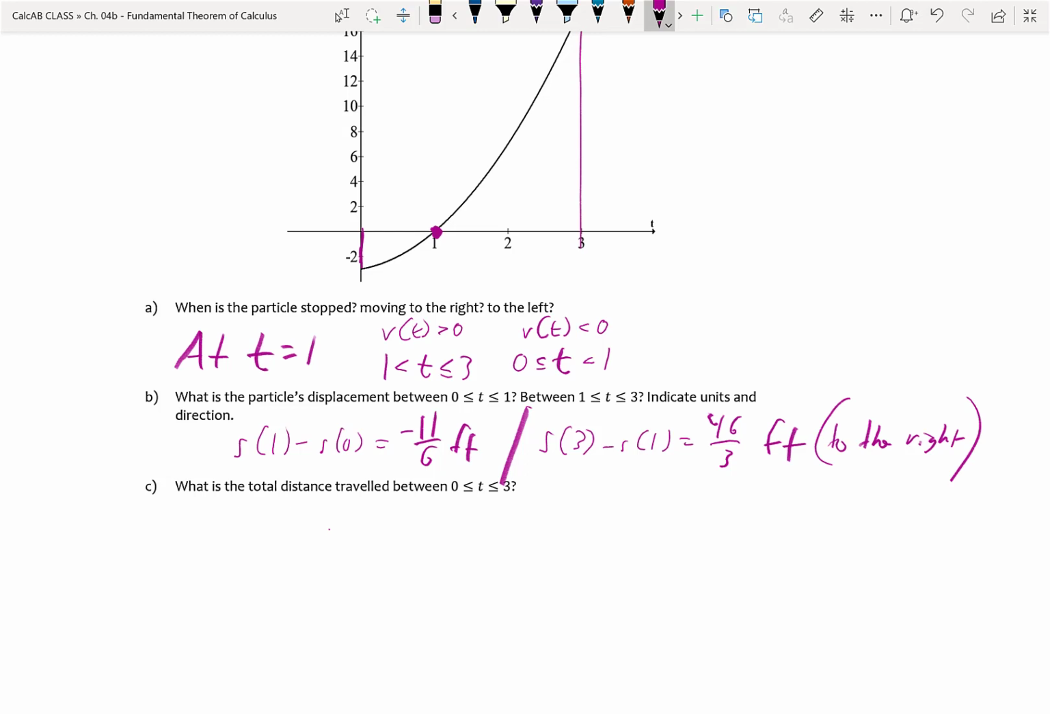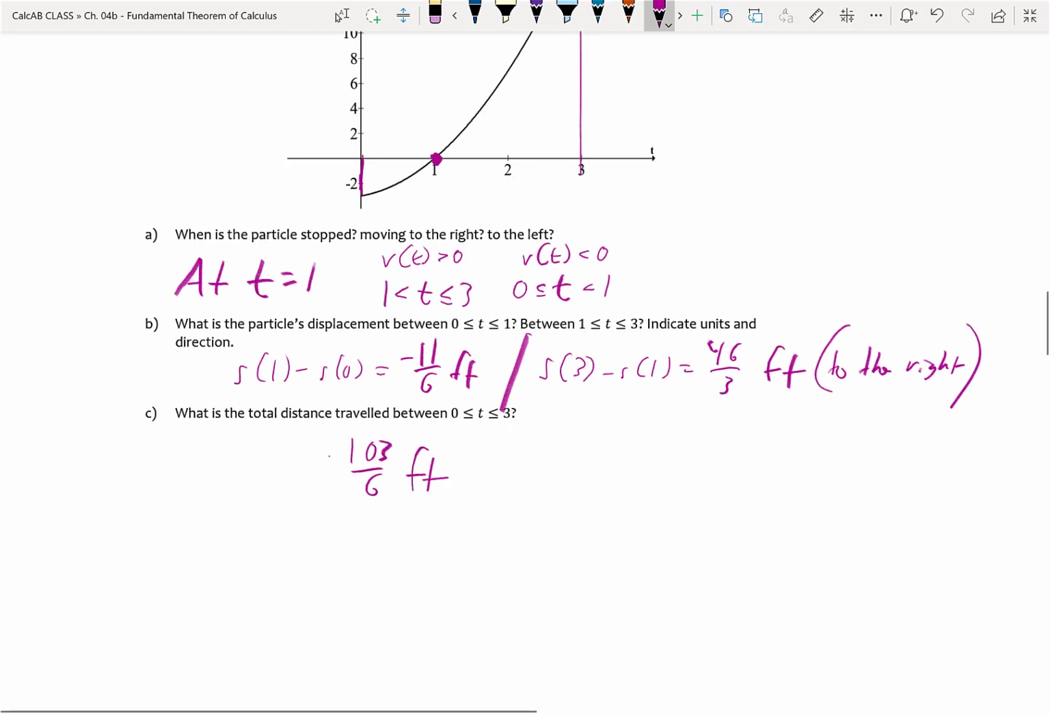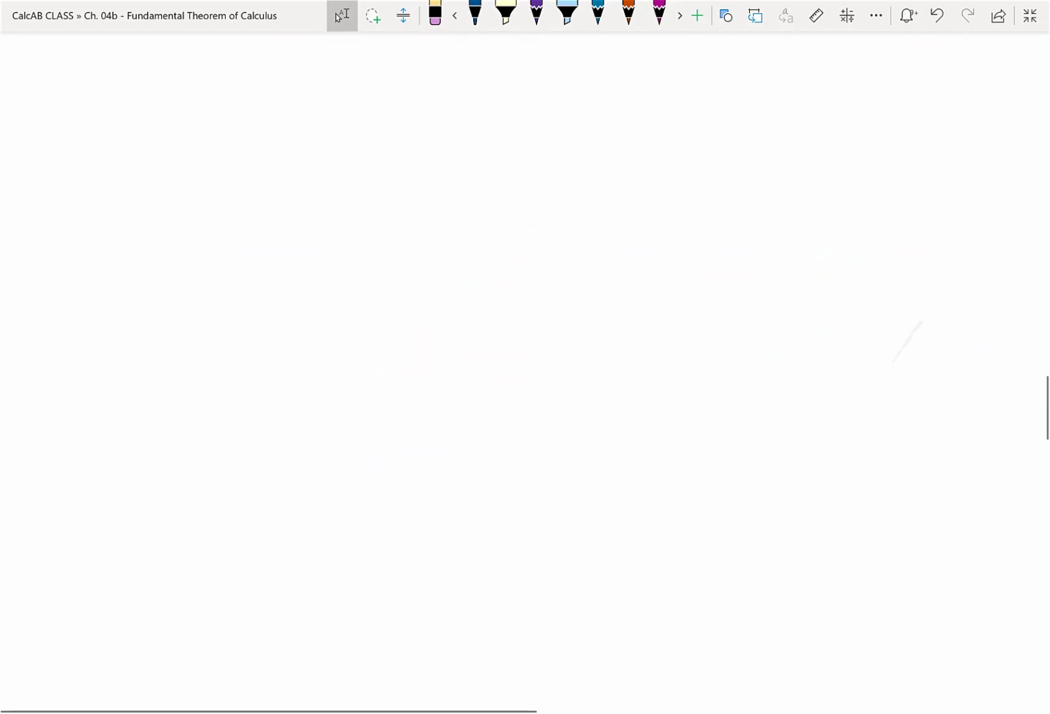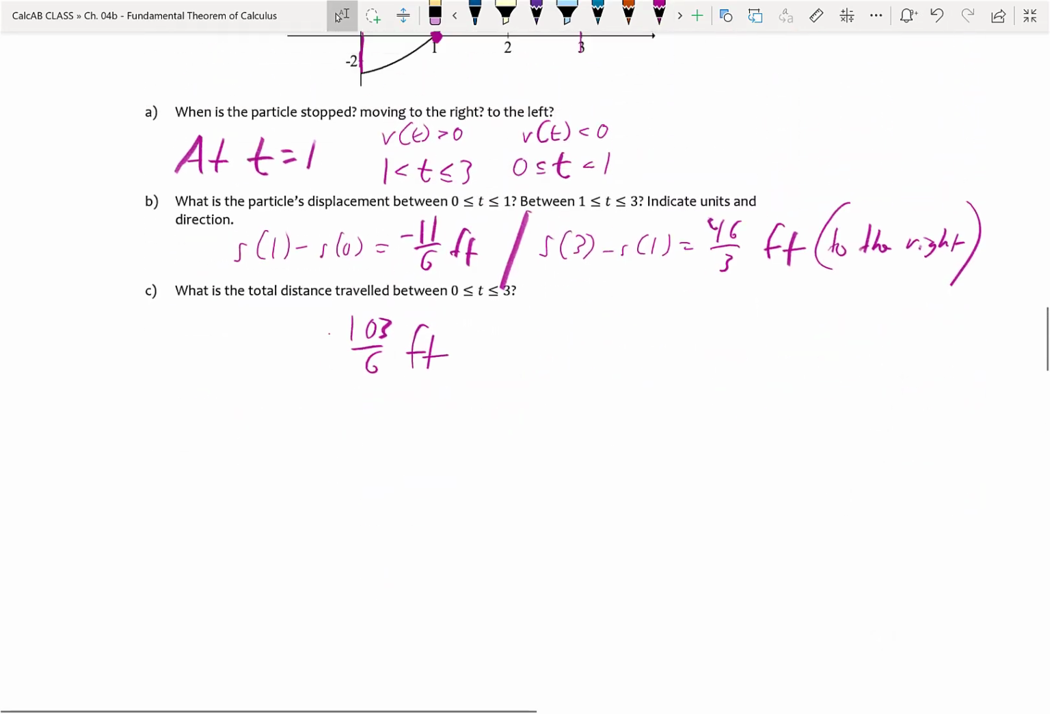What is the total distance traveled? We did that. Yeah, 103.6 feet. Okay, next page.